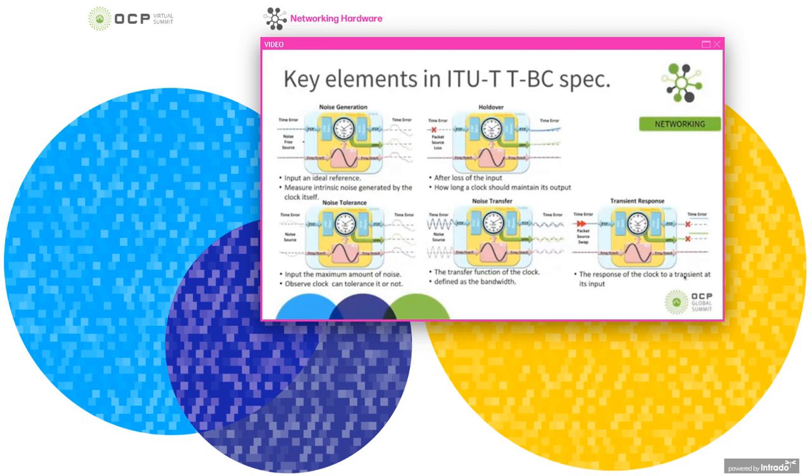The last one is transient response. Because here we have several different timing sources, sometimes when the source disappears, we must quickly switch to the second source. So when the switching happens, will our timing have a change in response here? Will it jump a little bit and impact the whole system, or will it stay very stable? Those are the 5 major items.